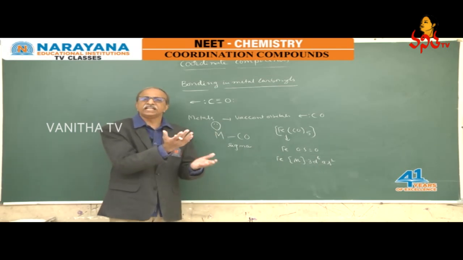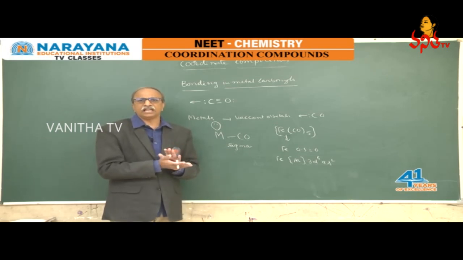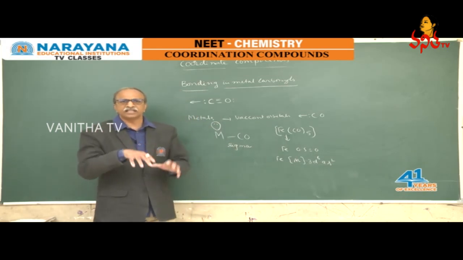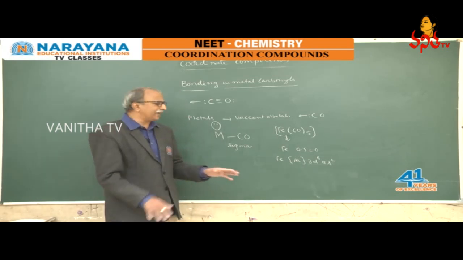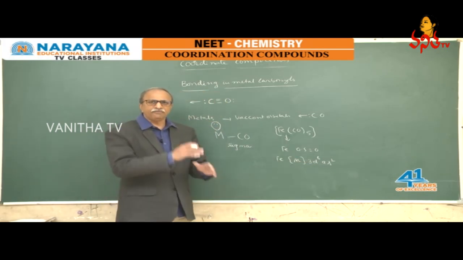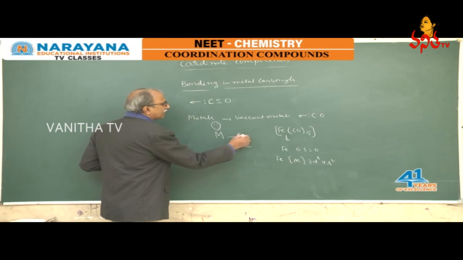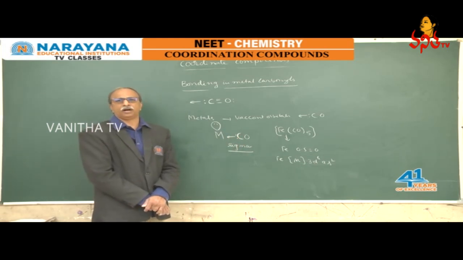Whenever a ligand approaches, these orbitals are split, and thereby the arrangement of electrons takes place. Since we know from the spectrochemical series that carbon monoxide is a strong field ligand, the d orbital electrons are paired up. When they are paired up, some vacant orbitals result. Into the vacant orbitals, carbon monoxide donates the electron pair, and the first bond formed between metal and carbon monoxide is a sigma bond.